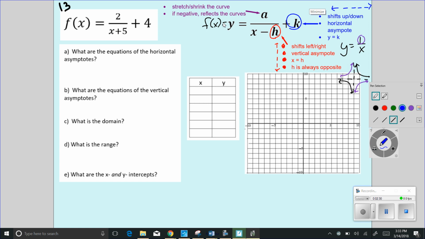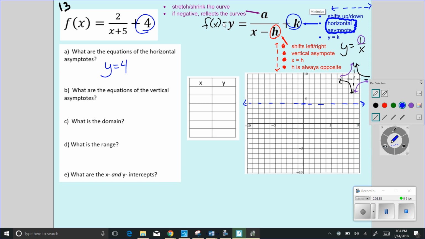Going back over here to my guide, the horizontal asymptote is looking at your k value, and that is in our equation plus 4. So the horizontal asymptote is y equals 4. I'm going to put that on the graph right away. So I go to where y equals 4, and I make a dashed line going horizontally, labeling it as y equals 4. Remember, this line is representing every single point that has a y value of 4.